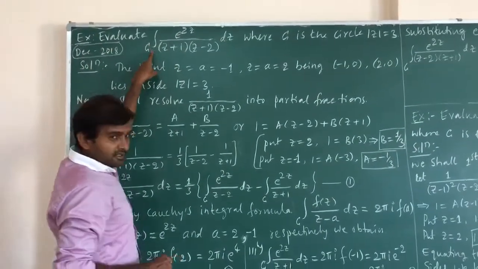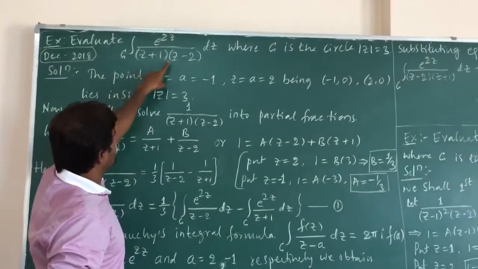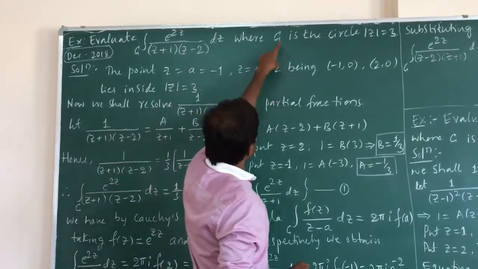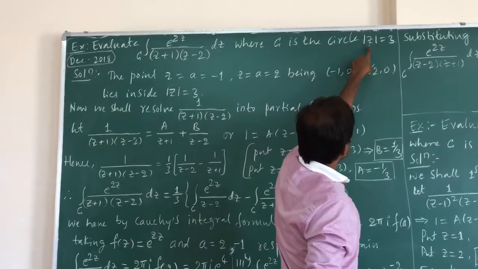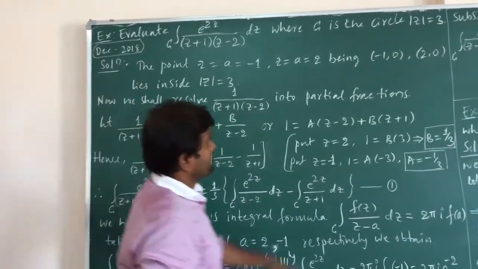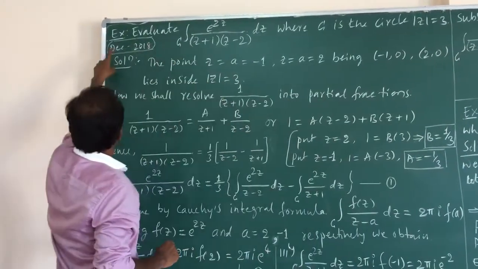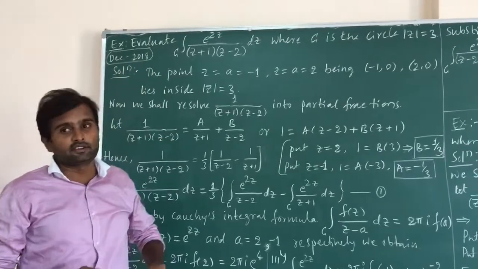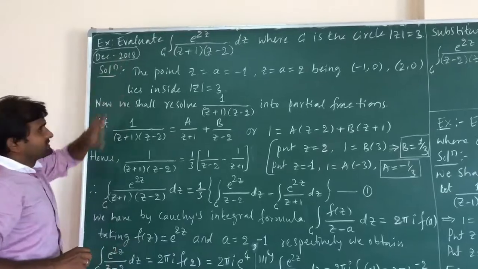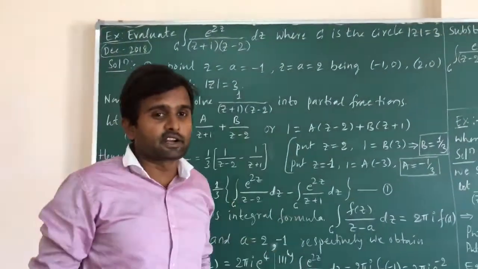Evaluate the integral over the path C of e raised to 2z divided by (z plus 1) into (z minus 2) with respect to dz, where C is the circle modulus of z equal to 3. We have a given circle, modulus of z is 3. This example was asked in December 2018. Now we will see the solution of this using Cauchy's integral formula.